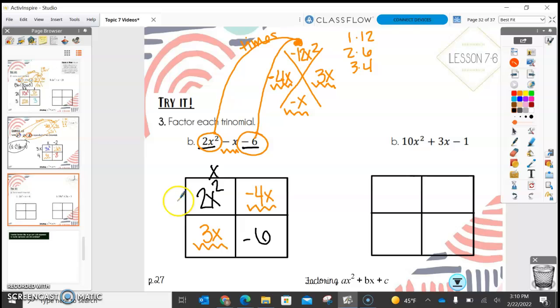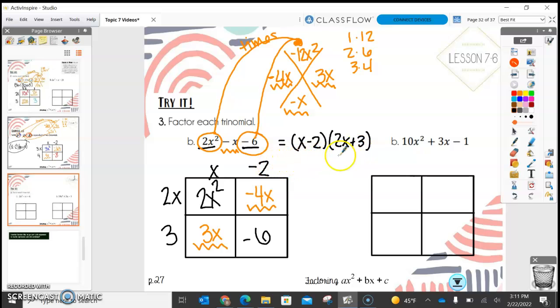I've got x times x, which again will always be split up. I could put a 2 in either one of these because 1 times 2 will make 2. It wouldn't be a good idea to put it at the top though because 2 doesn't multiply to 3. It's not a factor. But if I put my 2 here, 2x times x makes 2x squared. 2x times negative 2 makes negative 4x. x times 3 would make 3x. And it just so happens that 3 times negative 2 makes negative 6. So my final factored form would be x minus 2 times 2x plus 3.